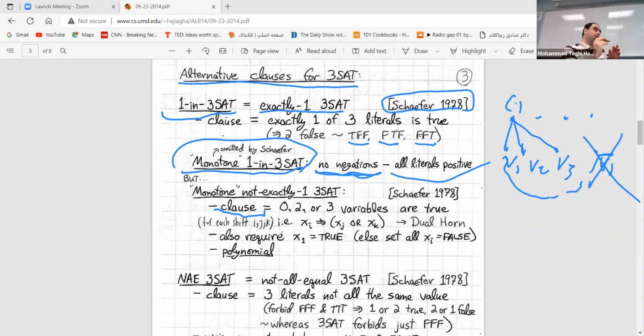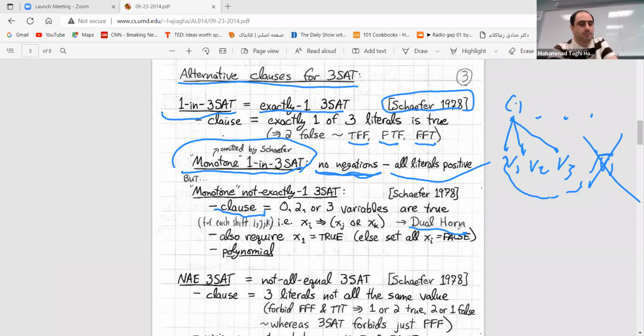We will go there, and for 3-SAT, we want to get the very specific cases, which ones are polynomially solvable, and which ones are not. If you say 1 in 3 should be true, it is NP-complete. But if we say not exactly 1 in 3, it means that you can have 0 true, or 2 true, or 3 true. These are all the satisfiable things. In this case, actually, this problem becomes dual Horn.